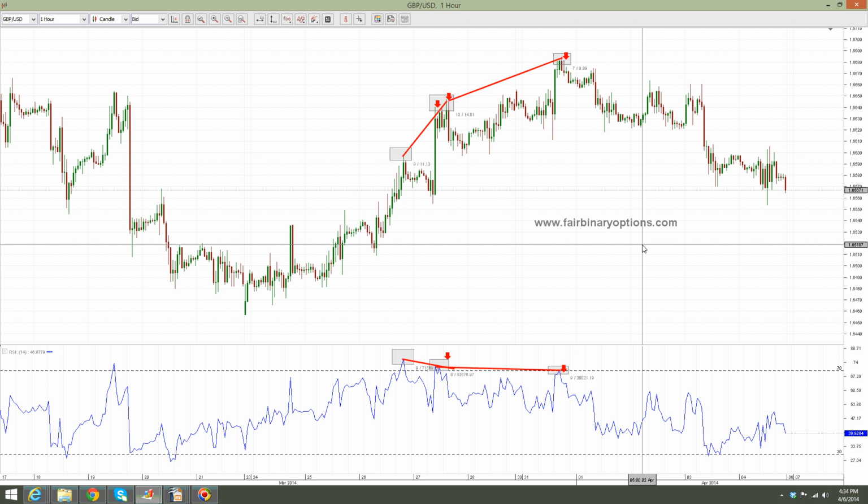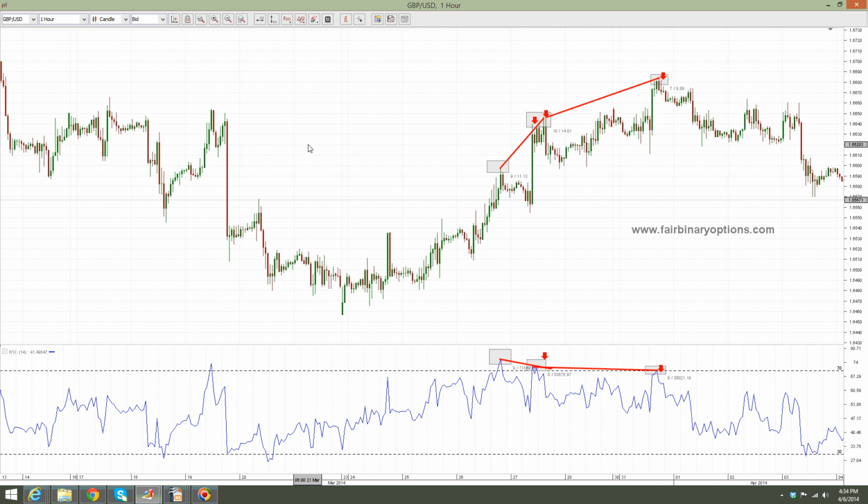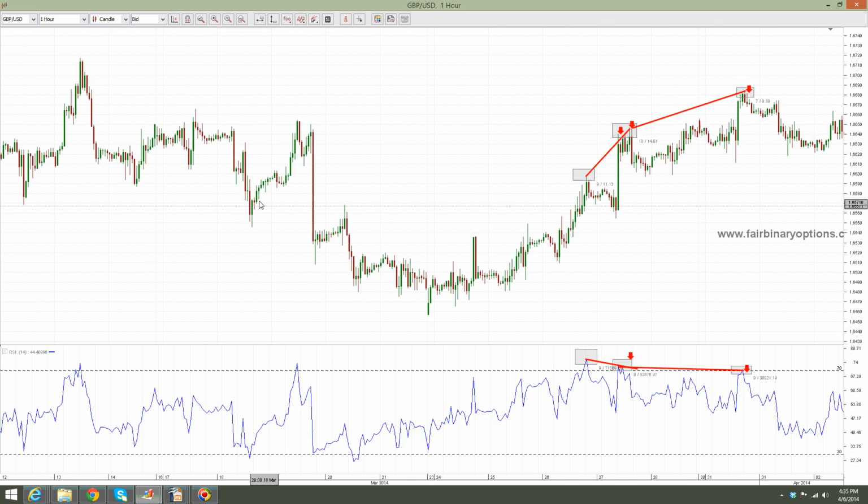Now this is called a bearish divergence with the RSI. A bullish divergence calls for when price is moving to the downside. You have a series of two lows, for example, and by the time price is not confirming your lows, there you go, you will want to go and buy call options.